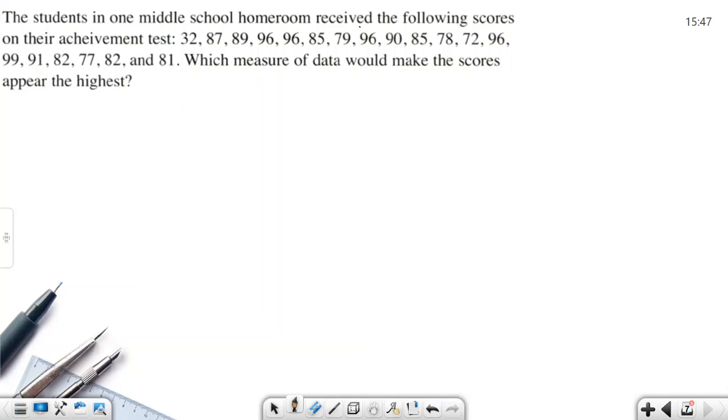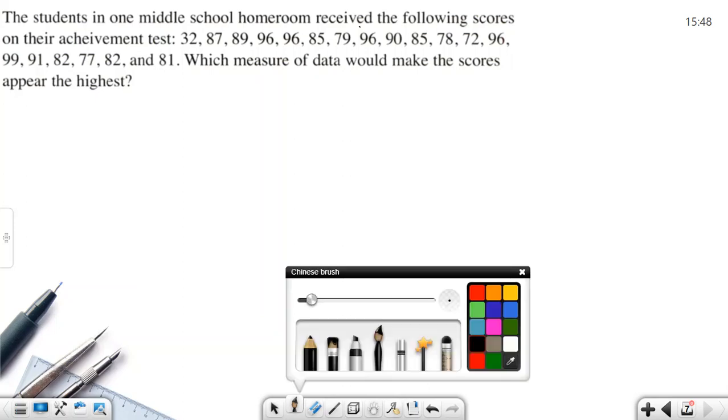Okay, let's continue from this question. The students in one middle school homeroom received the following scores on their achievement test. Which measure of data would make the scores appear the highest? That's a good question. It's asking which value we use to show the scores appear the highest. So we need to calculate range, mode and median, and we will use the highest one, to show the scores very high.